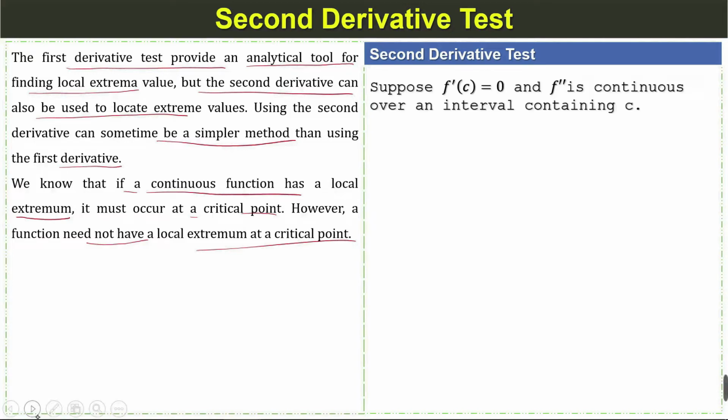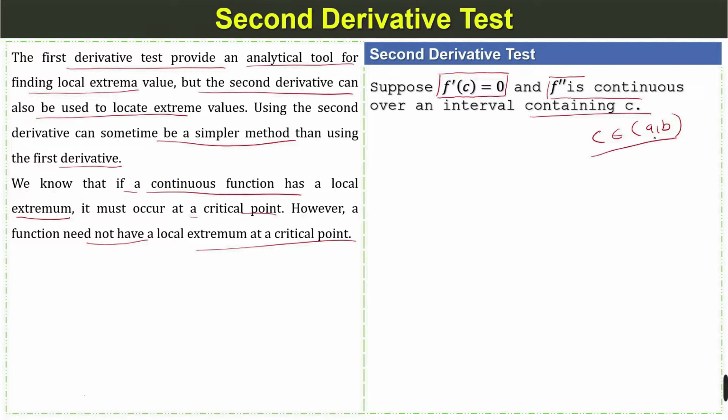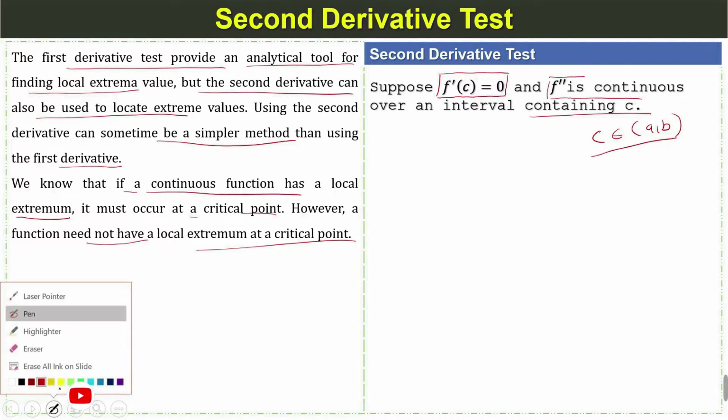Suppose the first derivative of the function at some point c, that is a critical point, is equal to 0, and the second derivative of the function is continuous over an interval containing c. This means if we have an interval (a, b), then c belongs to this interval. Then what will happen?